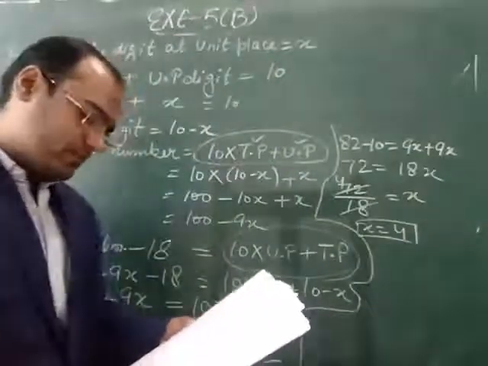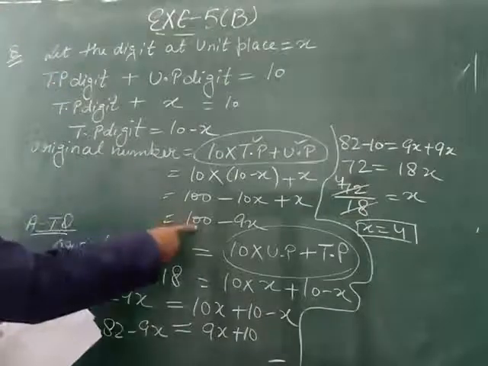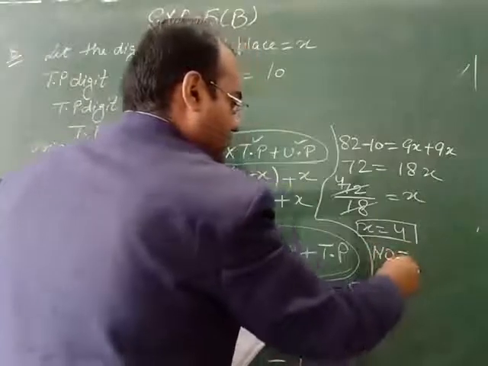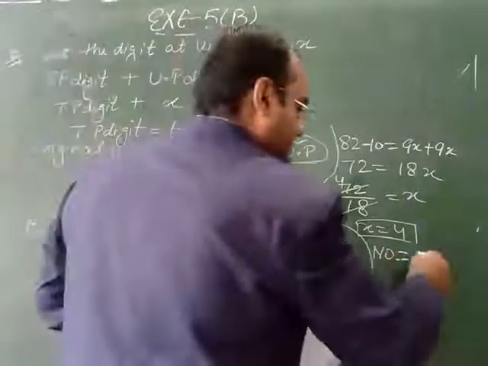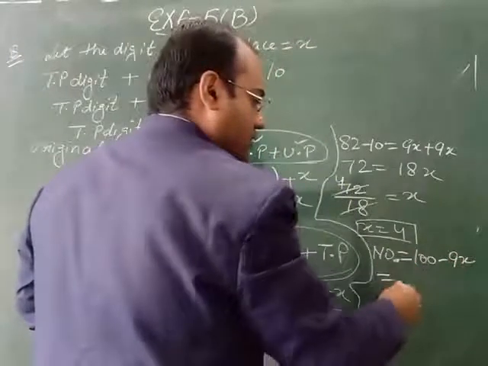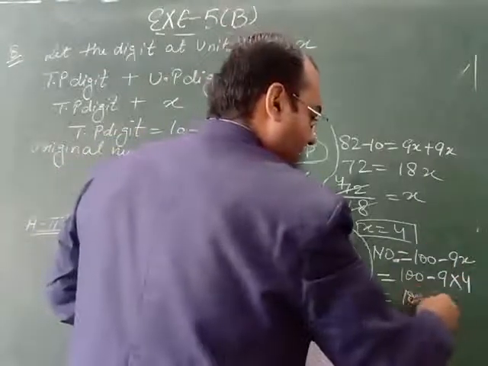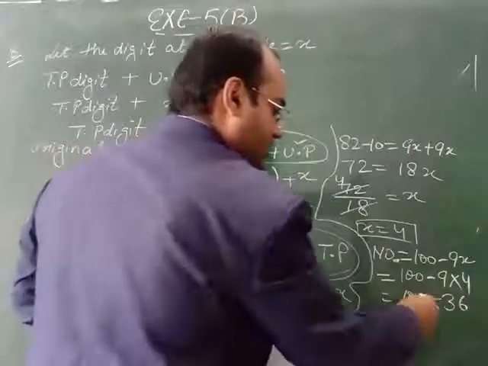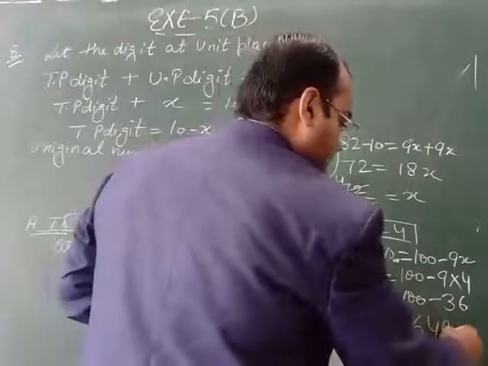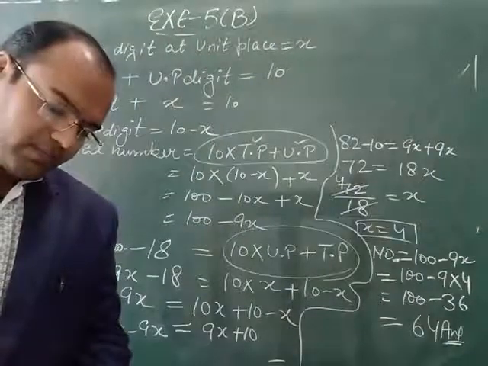What do you have to find? You have to find the number. So we have to find the original number. Original number is this one. So we have to write here, number is equal to 100 minus 9x, equal to 100 minus 9 into x. X value is 4. 100 minus 36. On subtracting it, we will get 10 minus 6 is 4, 9 minus 3 is 6. 64 is the original number which you have to find here in this question number 8.